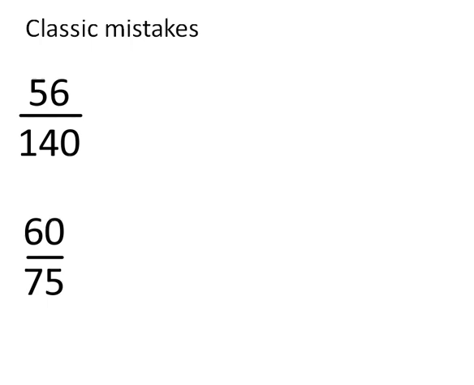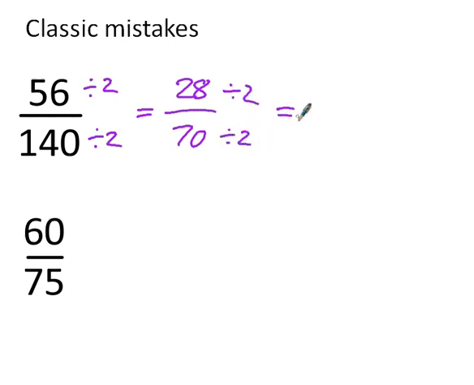A couple of classic mistakes, and I've already kind of mentioned one of them. The first is that students assume that you can only divide by 2 in order to simplify. So let's divide by 2. We get 28 over 70. Dividing by 2 again, because at least the student has asked themselves this time, can I still simplify? Yes, you can. So 14 over 35. Now they say I can't simplify anymore because this one's even and divides by 2, but this one isn't even. It won't divide by 2.